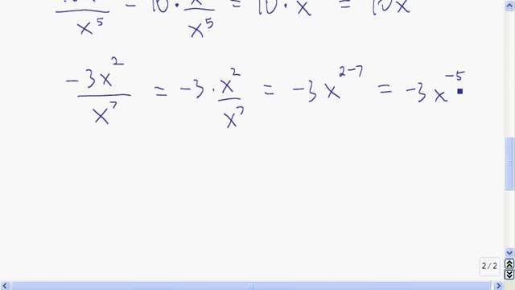And now we should always rewrite these, especially since we're just now learning how to deal with negative exponents. We're going to practice writing these using only positive exponents. So this is the same thing as negative 3 times x to the negative 5. That's 1 over x to the 5th. So negative 3 times this, well, negative 3 is the same thing as negative 3 over 1. So this is negative 3 times 1 divided by 1 times x to the 5th. So x to the 5th. So this negative 3x squared over x to the 7th ends up being negative 3 over x to the 5th.